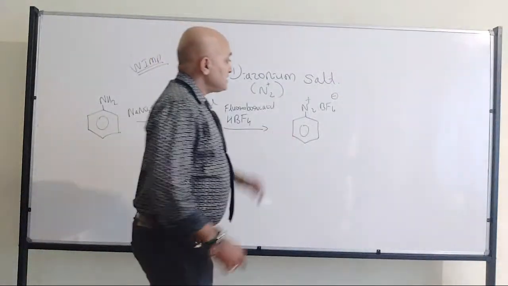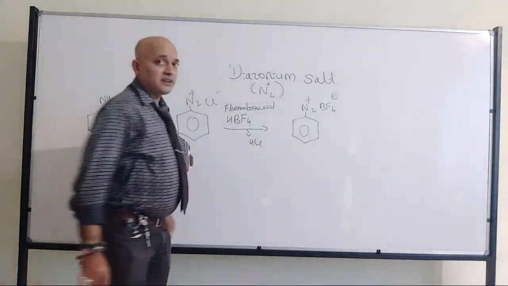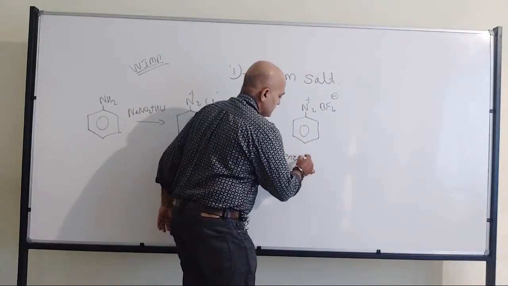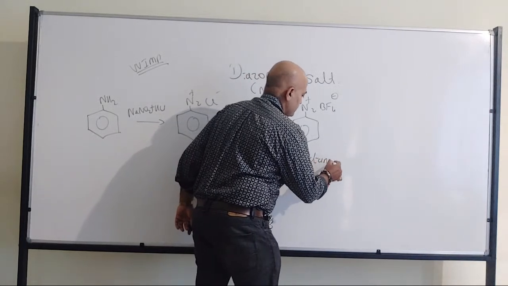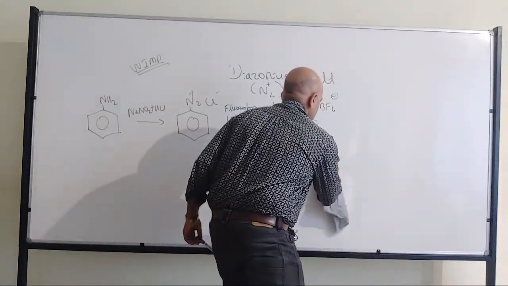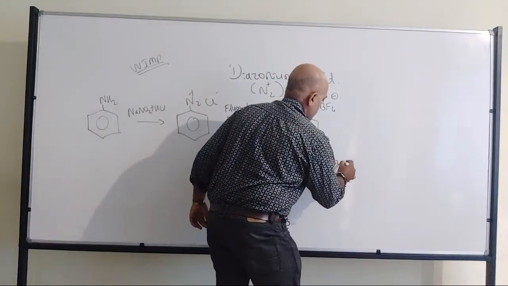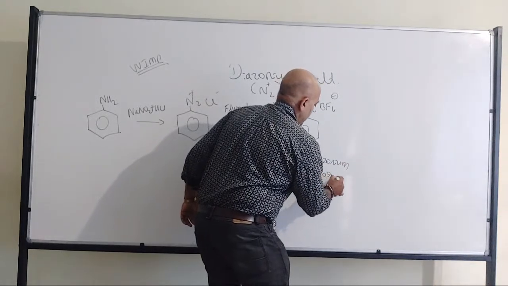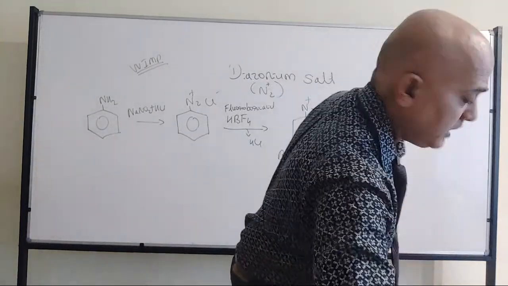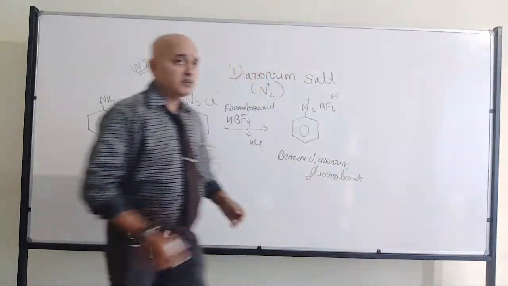Fine. So now, what is that molecule? Another product will naturally be HCl. Now, what is the name of this molecule? Benzene diazonium fluoroborate. Benzene diazonium fluoroborate. That will be the diazonium salt.